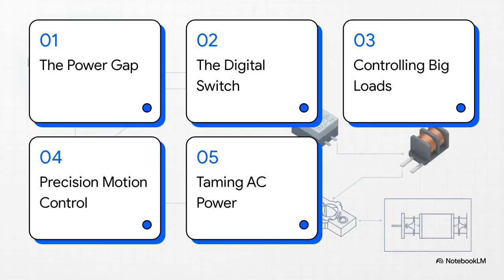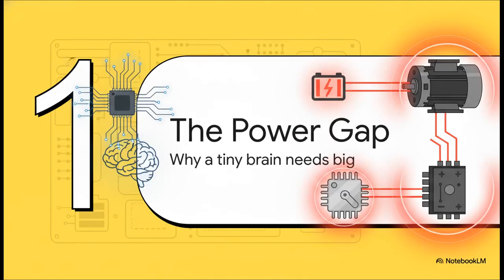Here's the game plan. We'll kick things off by understanding the power gap. Then we'll meet our number one solution, the transistor. From there, we'll level up to controlling some really big loads with things like relays and motors, then get super precise with motion control, and finally, we'll dive into how to safely wrangle high-voltage AC power. Let's get into it.